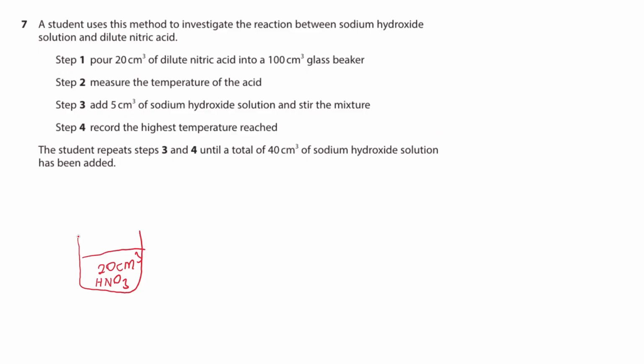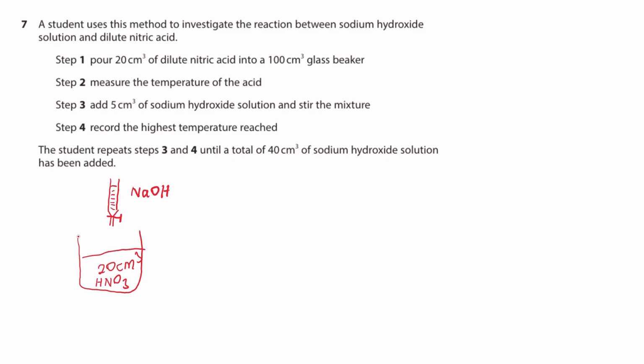Measure the temperature of the acid. Add 5 cubic centimeters of sodium hydroxide solution and stir the mixture. So now you are going to add 5 cubic centimeters of sodium hydroxide. The best way to add measured volumes of liquid is using a burette. So we are adding 5 cubic centimeters of sodium hydroxide solution from the top. Sodium hydroxide is a base or alkali, HNO3 is an acid, so it's simply an acid-base reaction. Record the highest temperature reached.